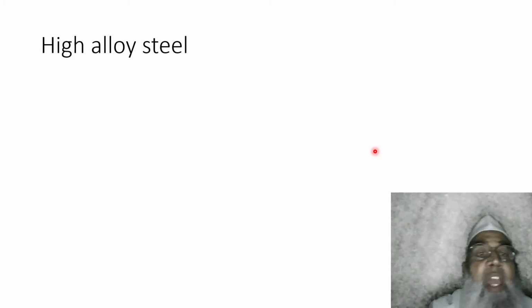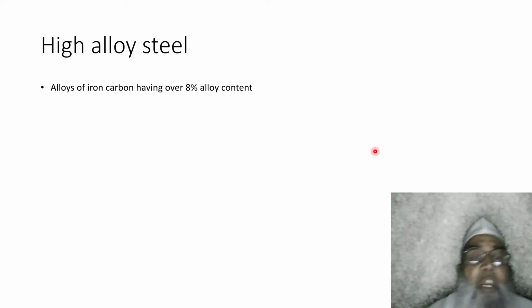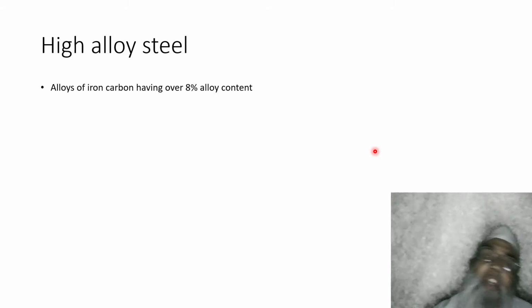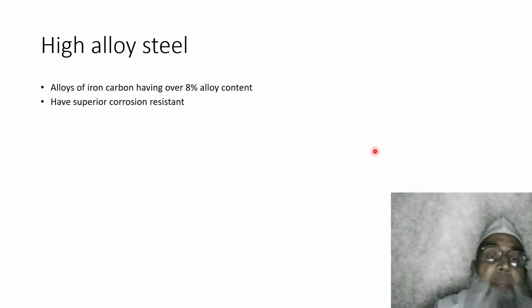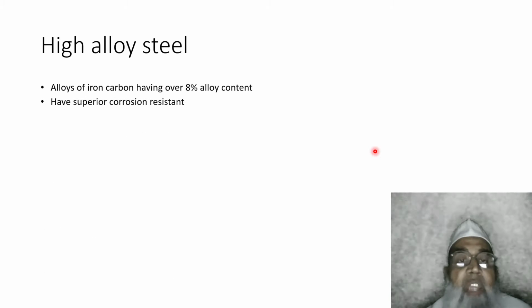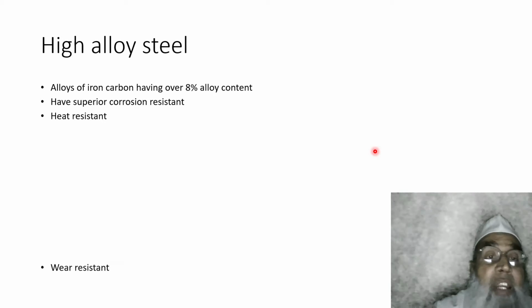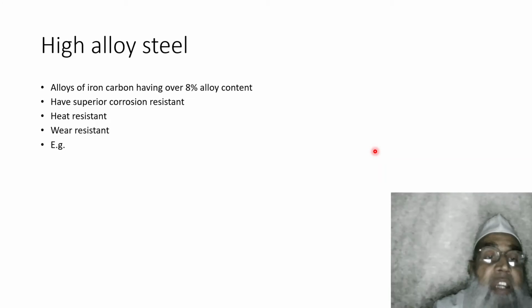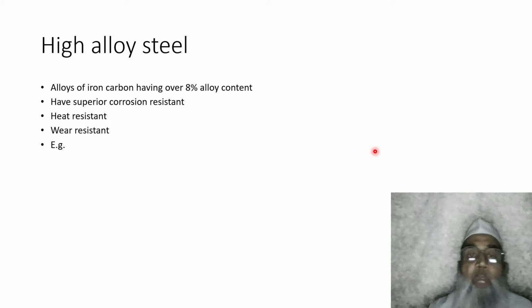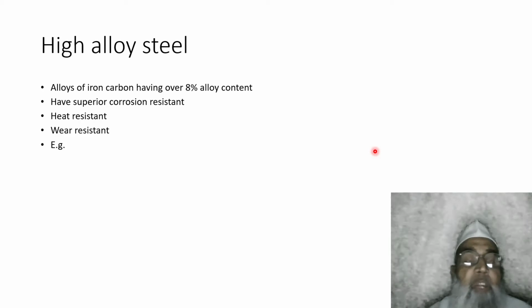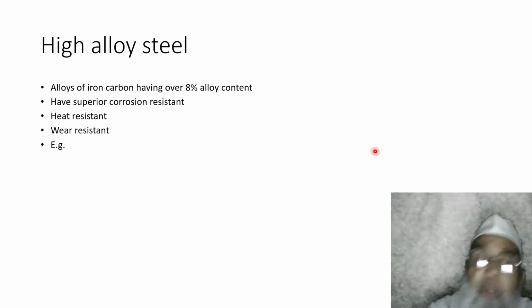The other class is high alloy steel. If the alloying element is more than 8%, then it is classified as high alloy steel. That gives superior corrosion resistance. It can be heat resistant, it can be wear resistant. Depending upon the requirement, we can have alloying elements higher than 8% so that we can achieve all these properties.